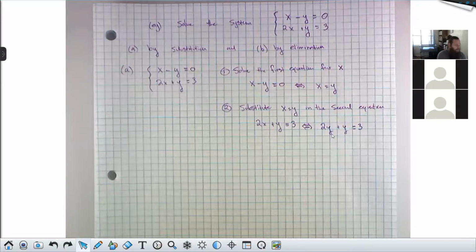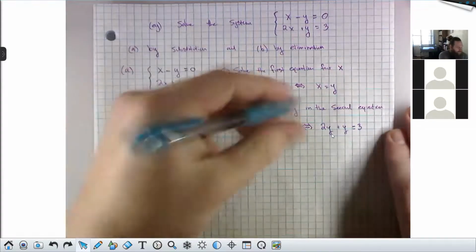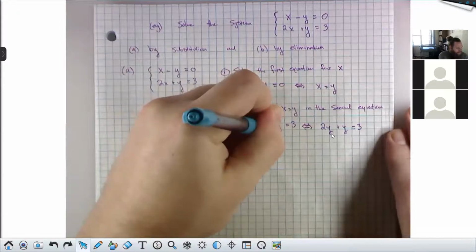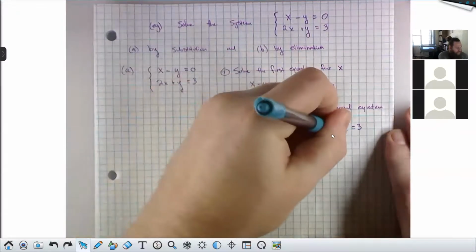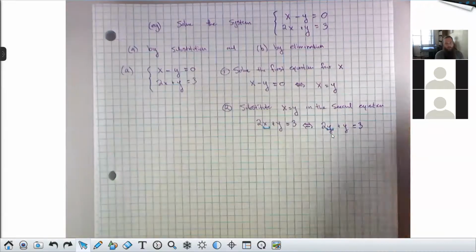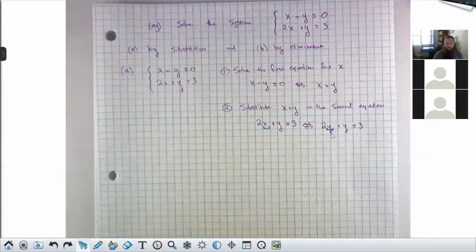I'm swapping this guy right here for y. That's what we mean by substitute. If I'd gotten x equals 5y, then I would have put 5y here. If I had x equals y plus 1, I would have put y plus 1 here in parentheses.